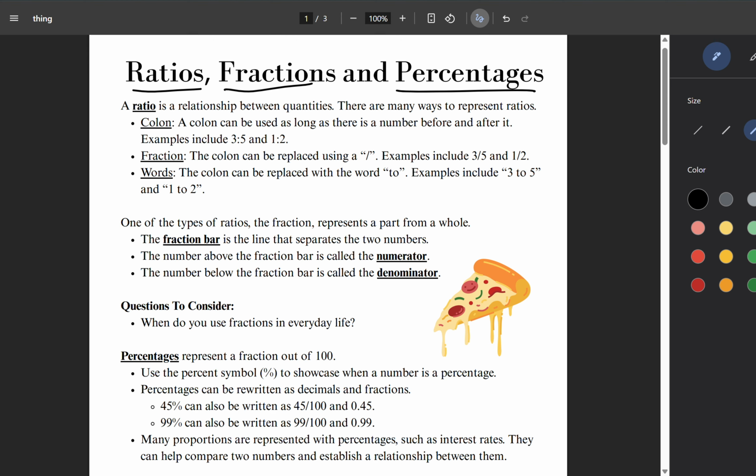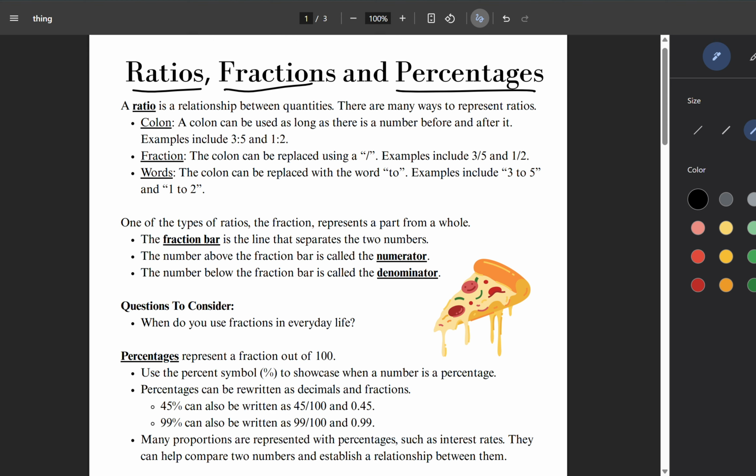So very simply here we define ratio as a relationship between quantities. Now, it is really more than that, but just a simple way to say it, it's our way to compare two or more quantities, showing how much of one thing there is in comparison to another. So, in order to represent ratios, we actually have multiple different ways.